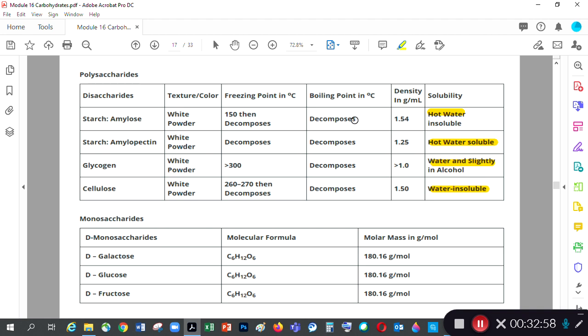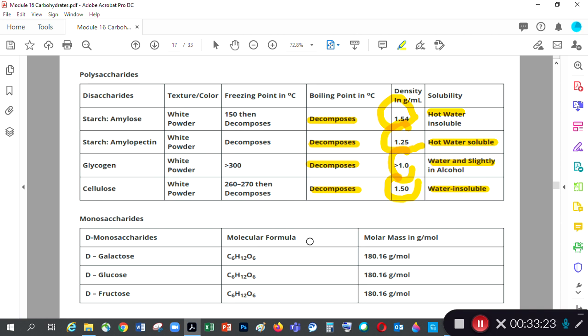Again, at higher temperature, they tend to decompose, so we don't know the boiling point of them. The polysaccharides are again more dense than the H2O. More dense than the H2O, correct? All of them are white powder. And the freezing points, again, are very high compared to the mono and disaccharides.